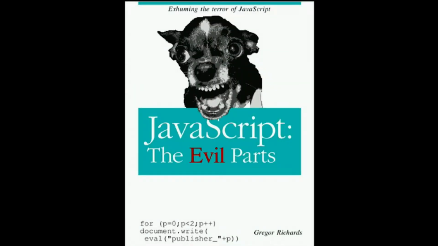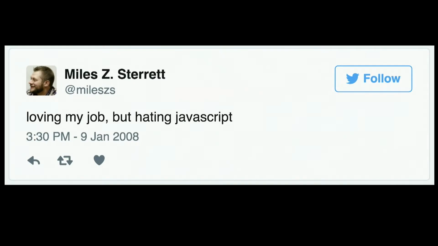And if you've been writing JavaScript since even the early 2000s, never mind the mid-90s, then you remember a time when it was truly miserable to work with. Last year sometime, Twitter released a tool where you could look up your very first tweet. Miles here is my business partner, and this was his first tweet.